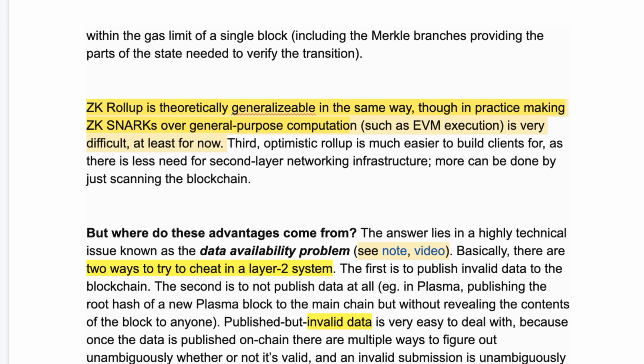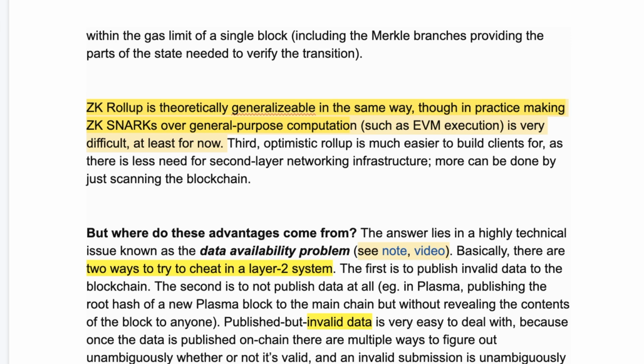Now, one downside to the zero knowledge optimistic rollup is, in theory, it's generalizable, but in practice, it's not easy to create generalizable use cases with zero knowledge rollup. And it is the purpose computation. The reason why is the computations are very difficult to do at the moment. And it's maybe possible with maybe the Ethereum virtual machine, but still, at the moment it's very difficult.